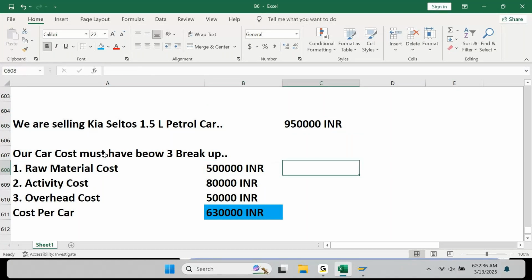Assuming that for this car, I have to spend 5 lakh for raw material, 80,000 for the manufacturing or conversion process, and then 50,000 for my overhead. Overall, it is costing me 6,30,000. How do you bring this cost? Bill of material. Cost estimation.